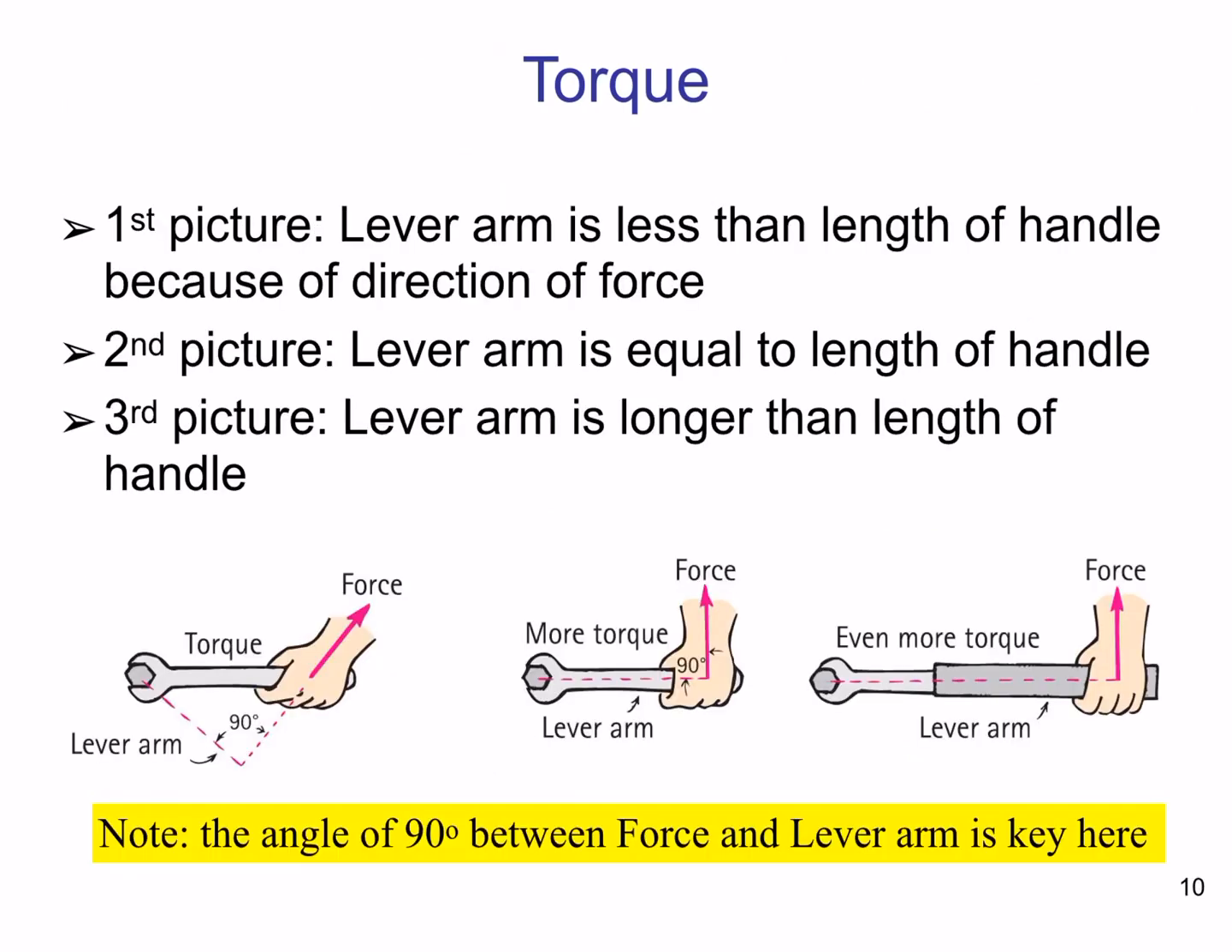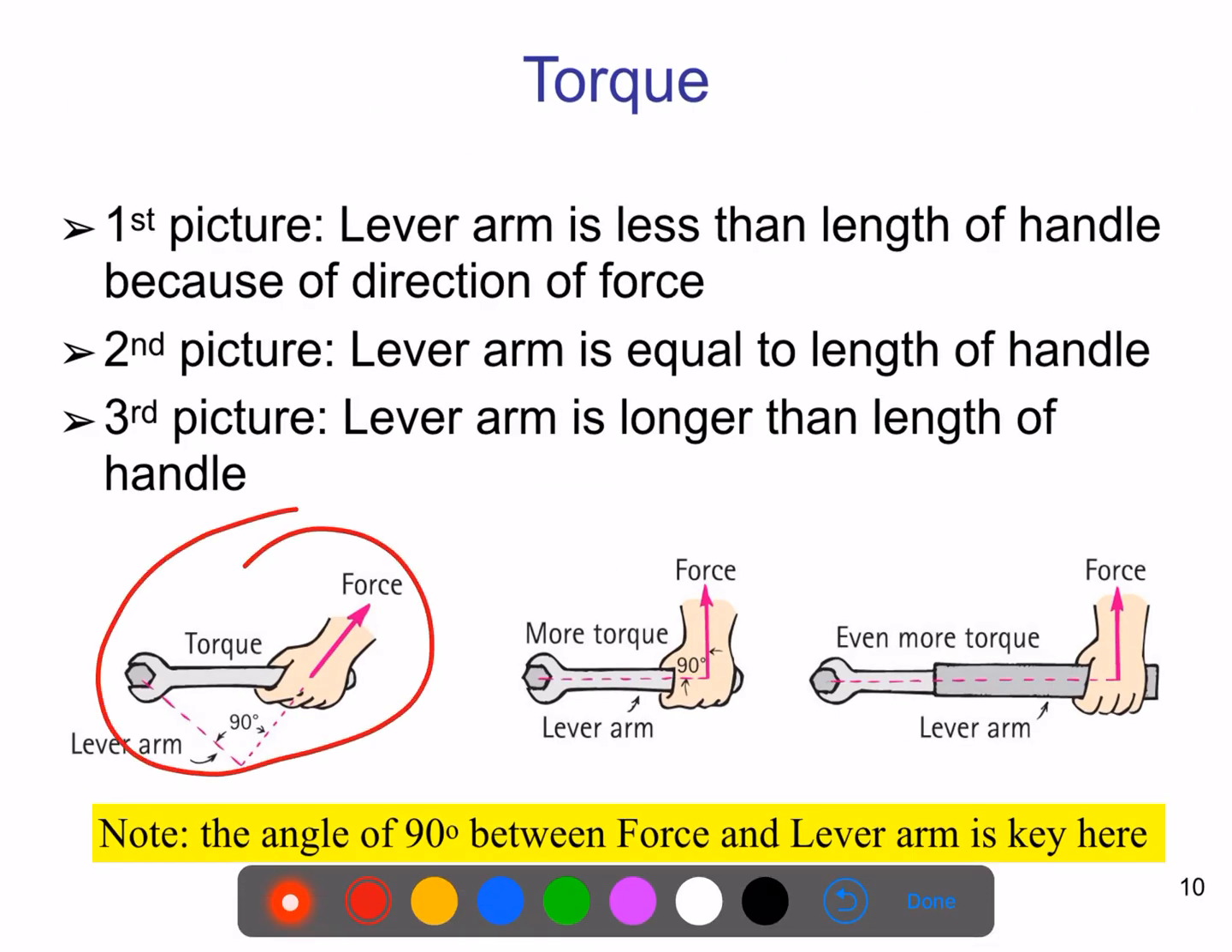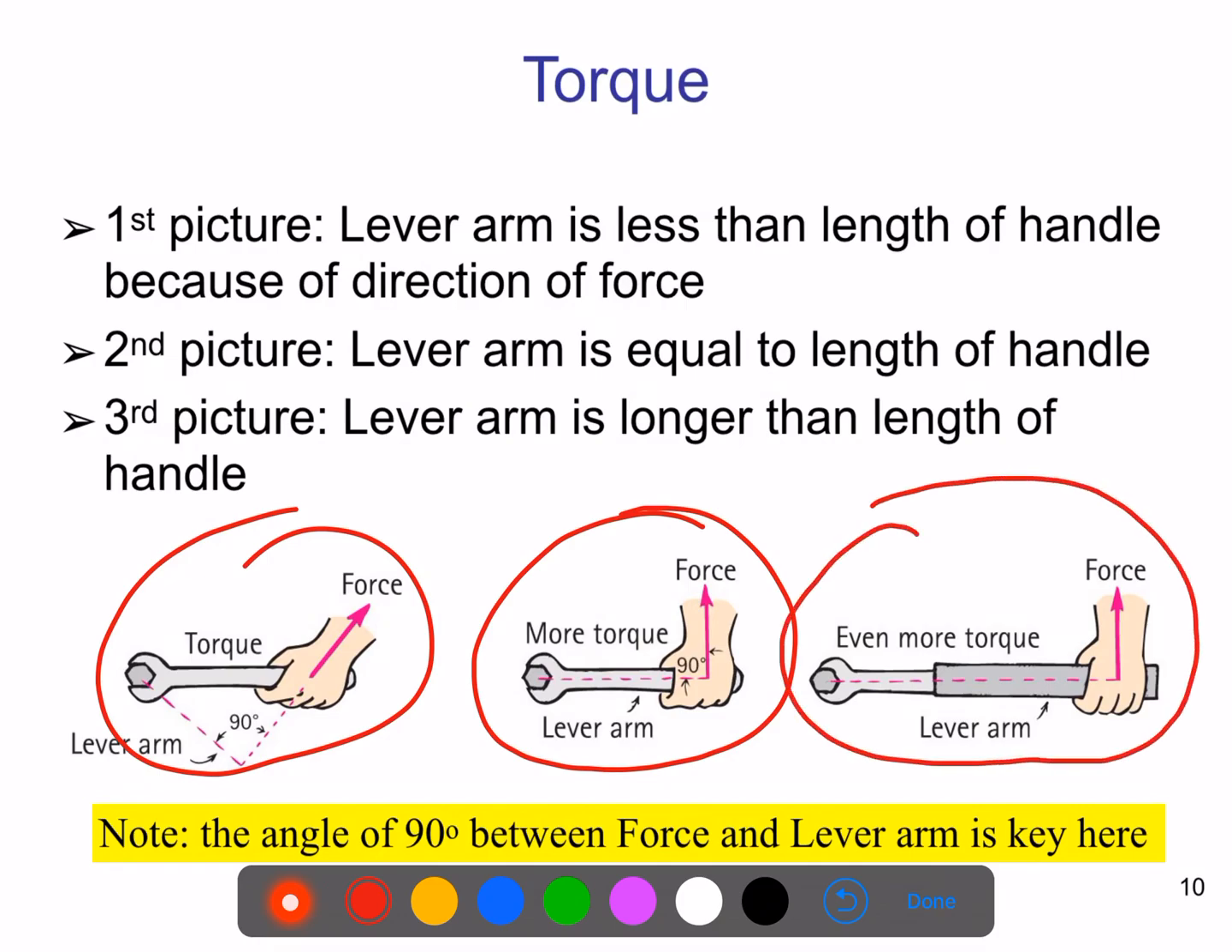So the example pictures that I showed you were of a wrench, and you can see in the first example, the force is not being applied perpendicular to the lever arm. So that's going to achieve less torque than if I align the force so that it is perpendicular to the lever arm. And I can achieve even more torque if I make the lever arm longer.